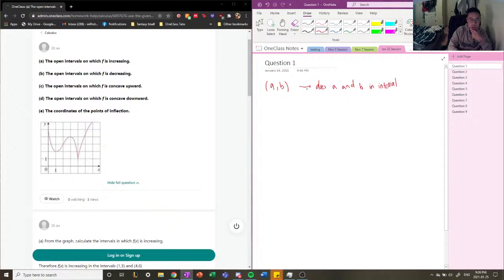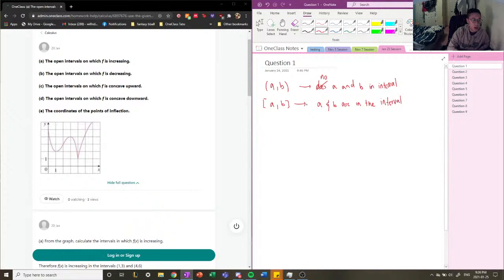Okay? So a closed interval, on the other hand, would be a square bracket, and that would indicate that the interval includes A and B. So that means that A and B are in the interval. Okay, so that's what it means by open interval, and we're going to use these notations to describe it.